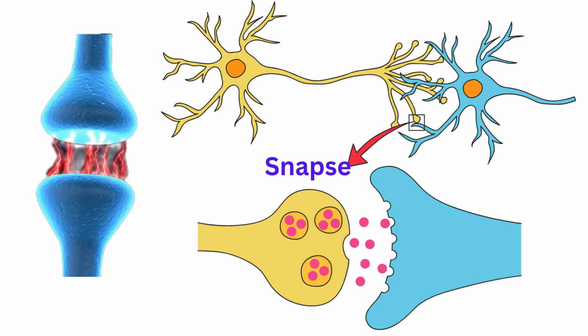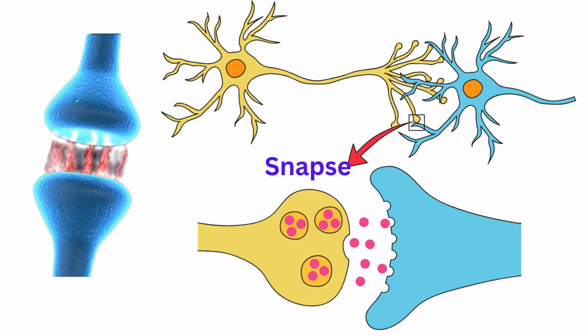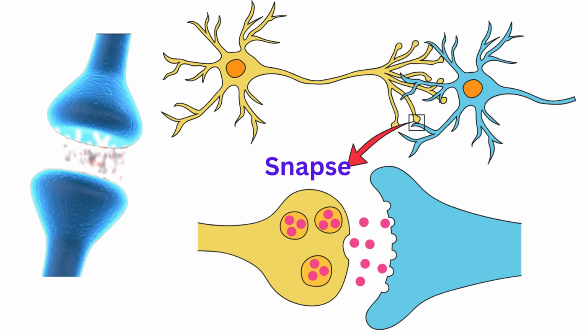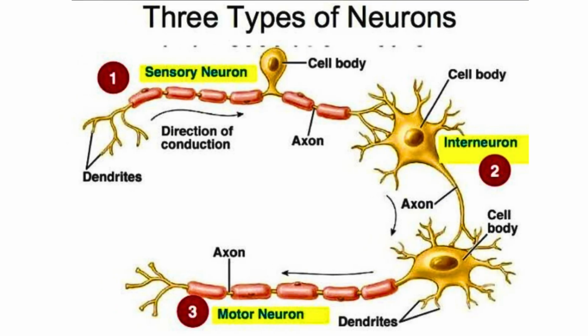Nerve cells are classified according to their function into three, and these include the sensory or afferent neuron, the motor or efferent neuron, and the intermediate or association neuron. Let's look at this one after the other.